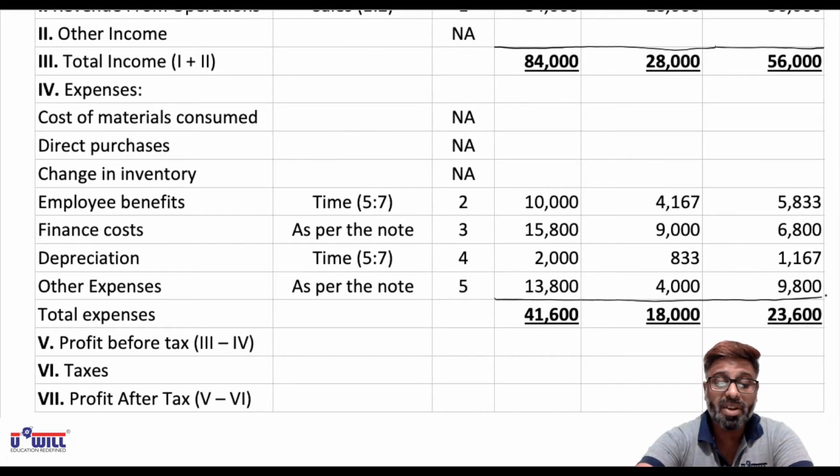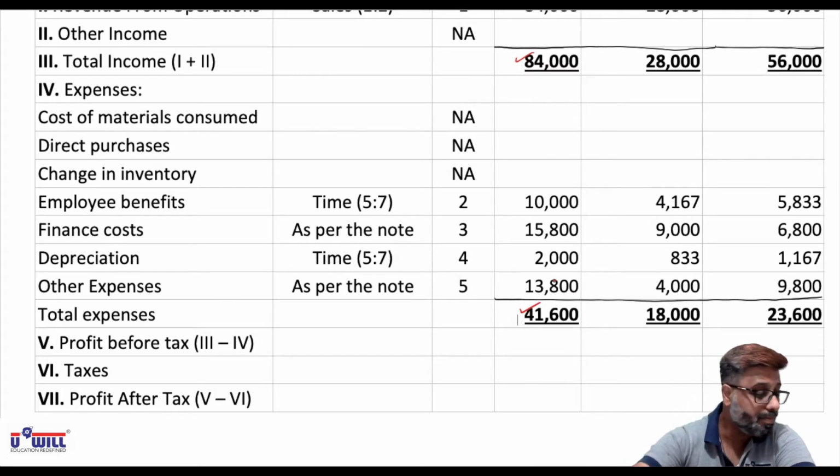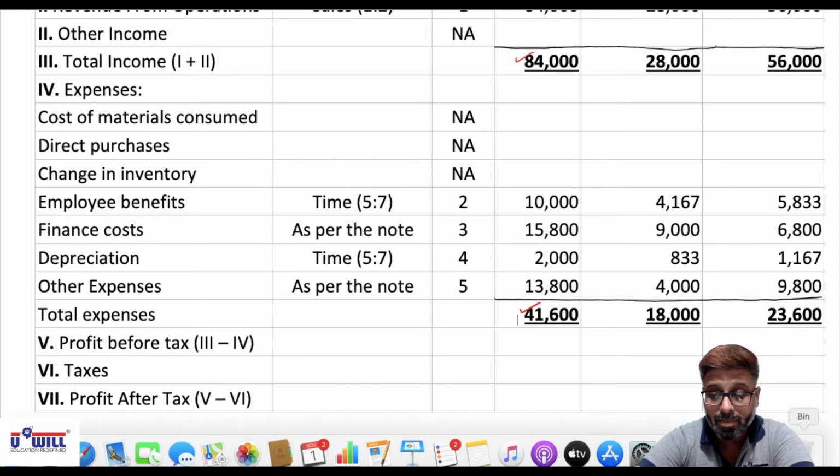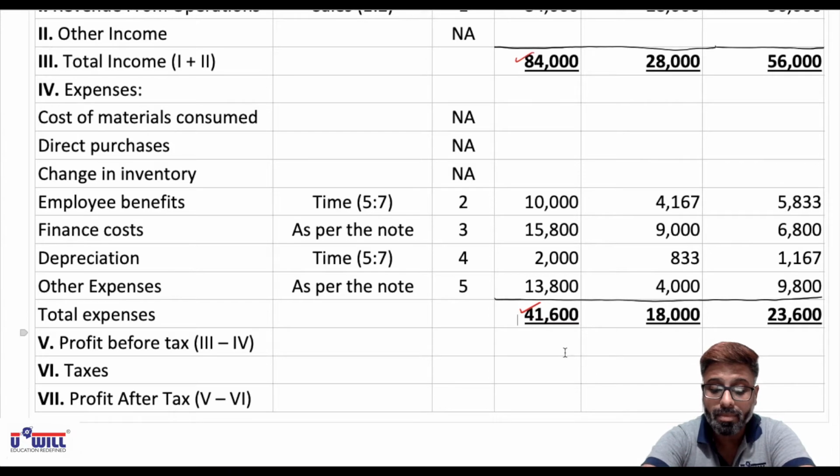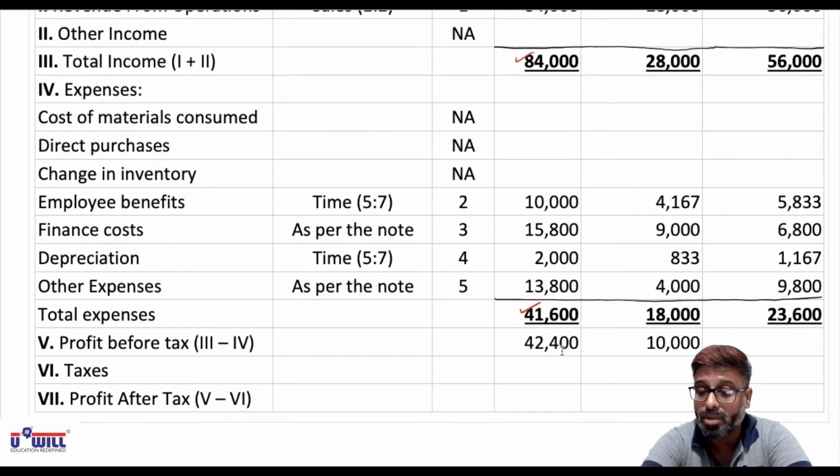Now, profit before tax, 3 minus 4. So 84,000 minus 41,600, that comes to 42,400. Same way, 28,000 minus 18,000 is 10,000, and 56,000 minus 23,600 is 32,400.